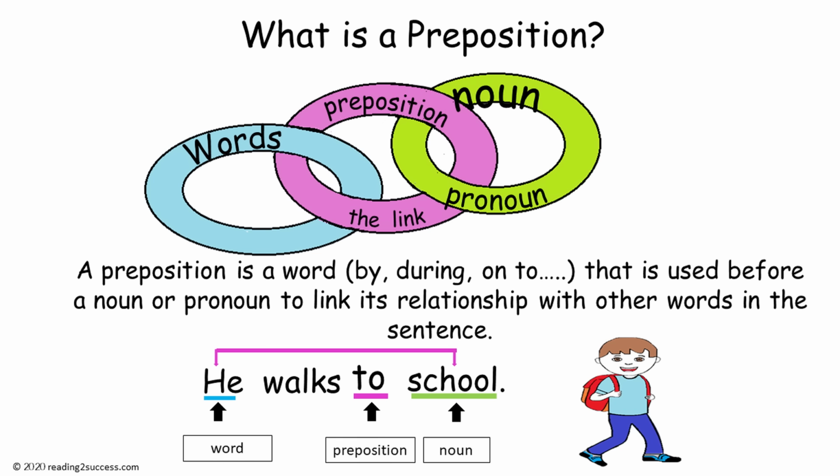So let's get started. A preposition is a word such as by, for, on, to, that is used before a noun or pronoun to link its relationship with other words in the sentence.